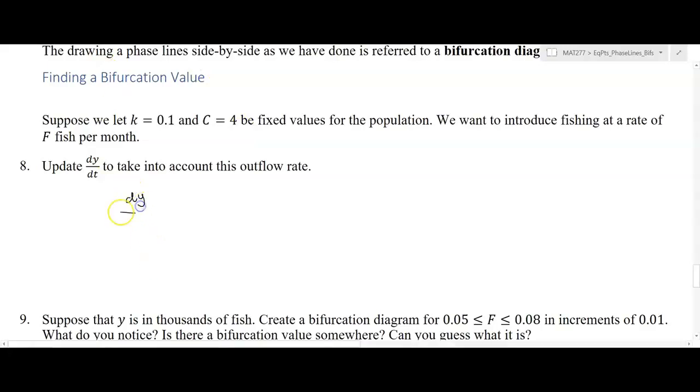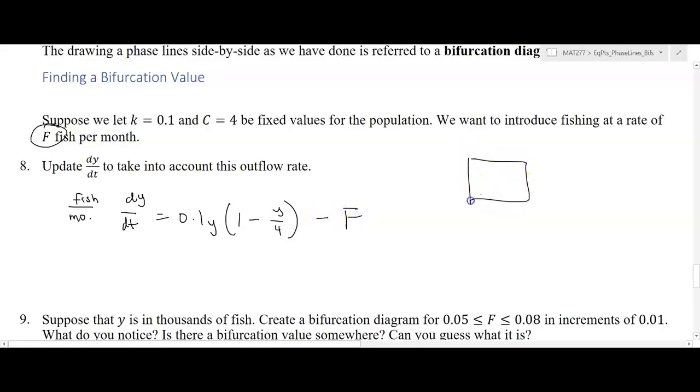So dy dt as it stands is going to be 0.1y times (1 minus y over 4). Now I'm going to incorporate an independent term which is going to account for fishing at a rate of f fish per month. Assuming t is in months, that means this would already be in fish per month. And so if I wanted to take away f fish per month, that's now going to represent a brand new outflow term, right? So here's our population.